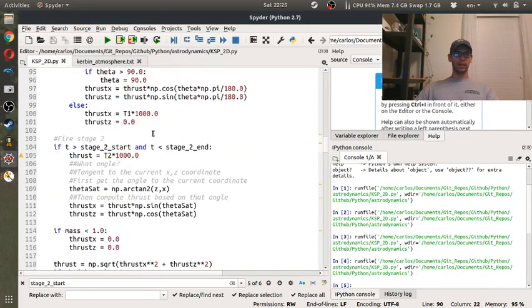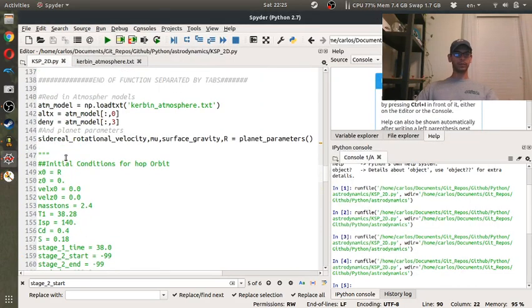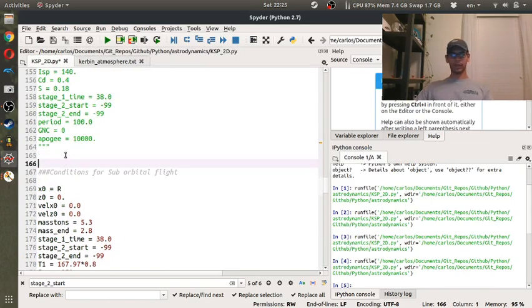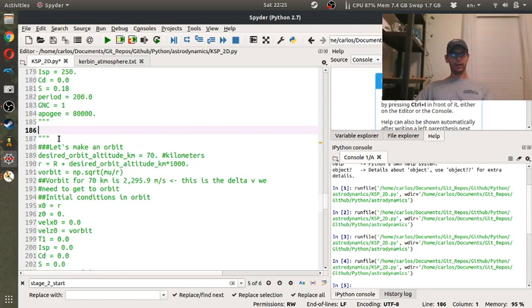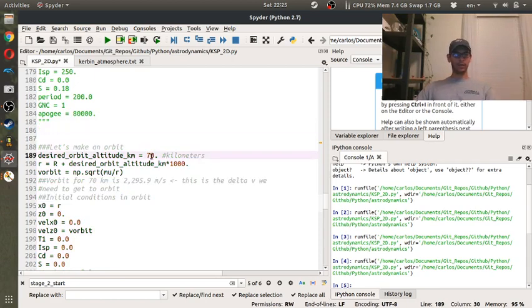Okay. Now, let's make an orbit. So if I comment these out and say, okay, let's compute an orbit. Well, my desired orbit is 70 kilometers. That's outside the atmosphere of Kerbal. My velocity at orbit is the square root of mu divided by r. And it turns out my velocity at orbit is about 2,300 meters per second. And that's how much deltaV I need.